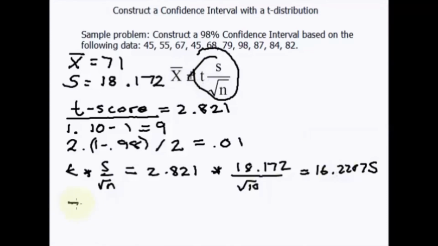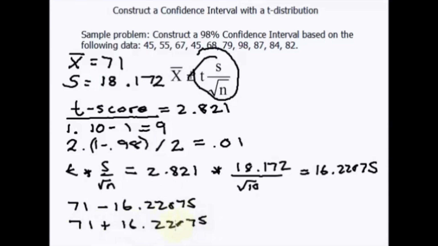So I'm going to take the mean 71 and I'm going to subtract 16.22075. And separately I'm also going to add 16.22075. So this is our plus or minus. And 71 minus 16.22075 is 54.77925. And if I add this number to 71, I get 87.22075.